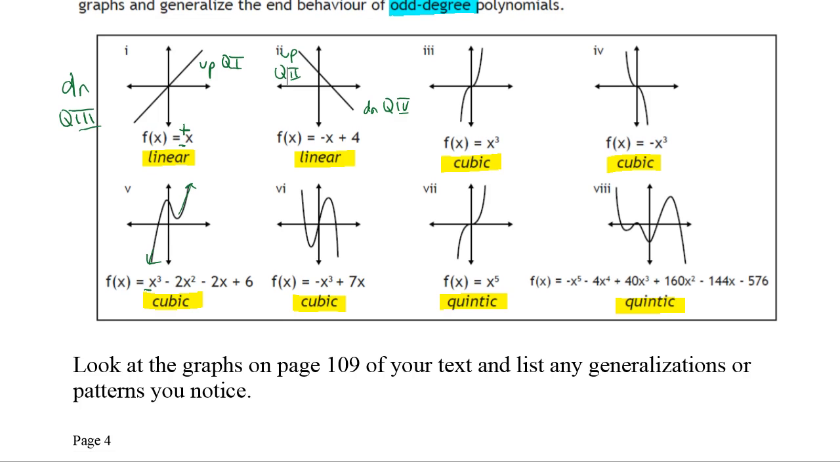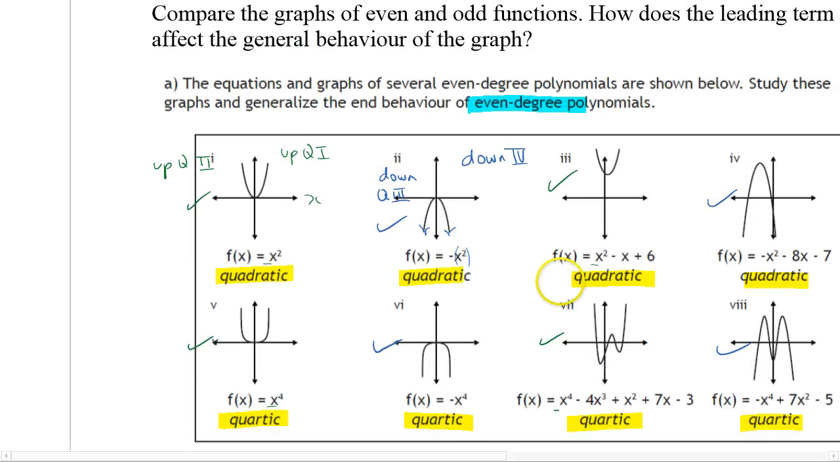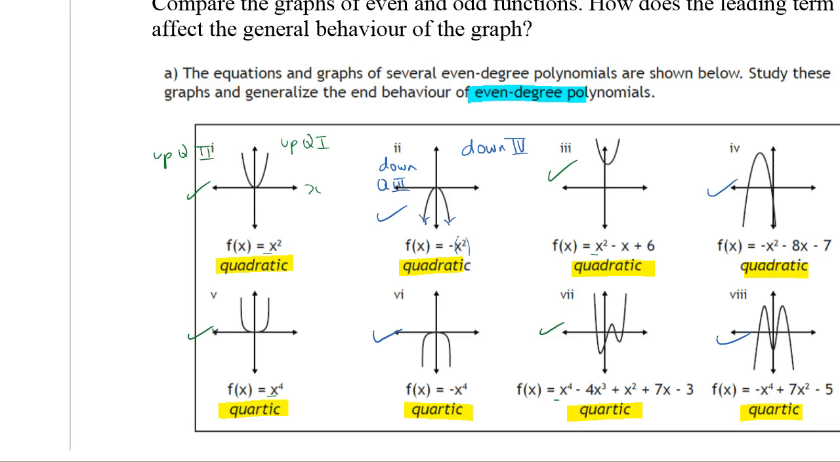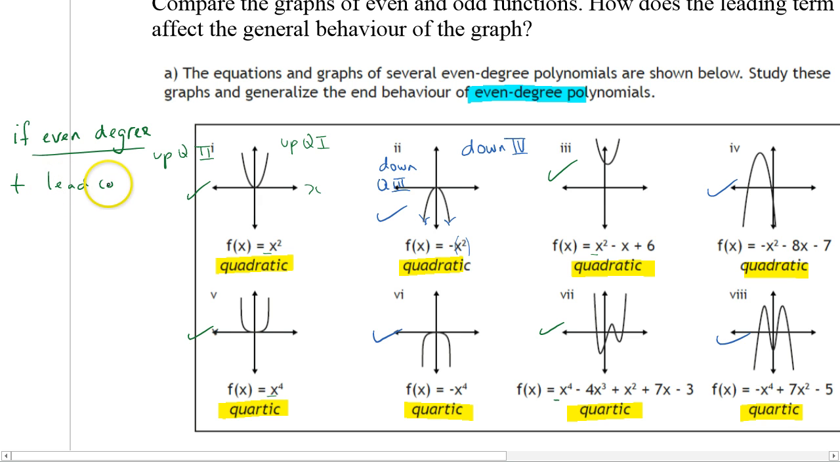So hopefully that will make a little bit of sense. Maybe on the side we could write out what we'd discovered. If we have an even degree and we have a positive leading coefficient, what happens? It goes up. I guess the simplest way of writing this here is something like that. It goes up in quadrant number 1 and up in quadrant number 2.